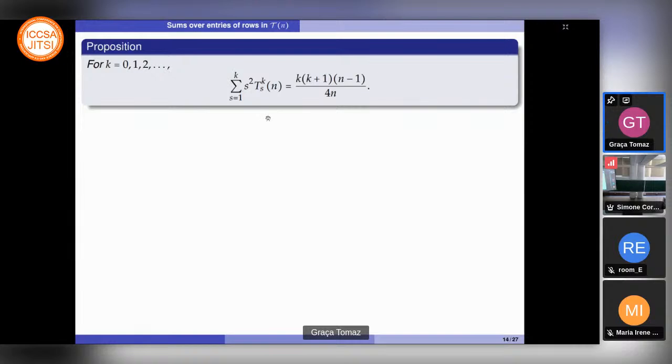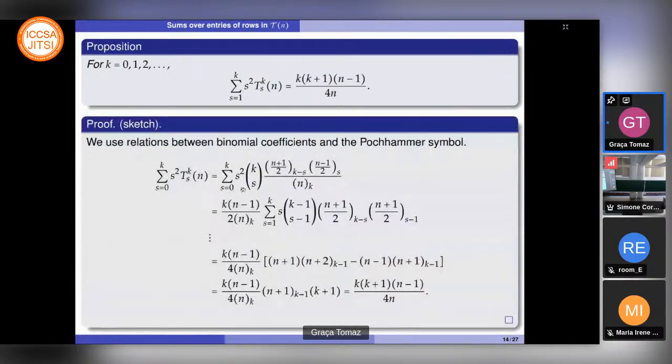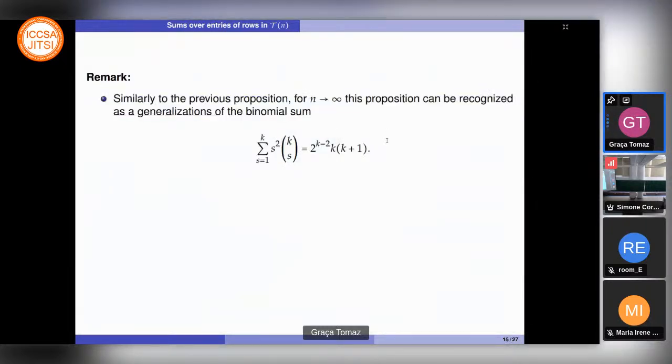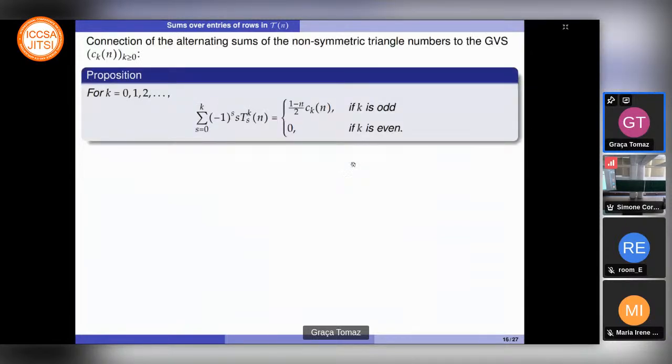In order to prove this result, we use relations between binomial coefficients and the Pochhammer symbol. And like in the previous proposition, in the limit case, we obtain another well-known binomial sum. Now we consider alternating sums of these products, and we arrive at a connection with the generalized Vietoris sequence.